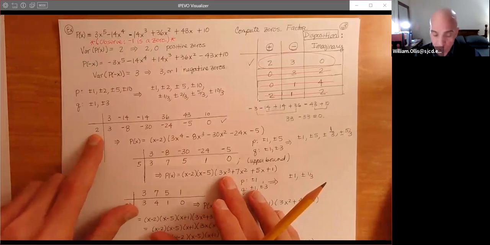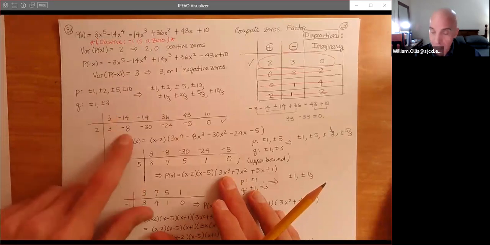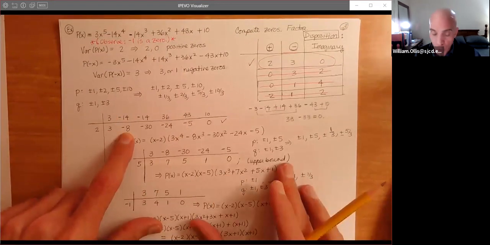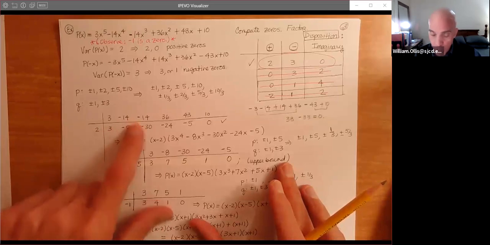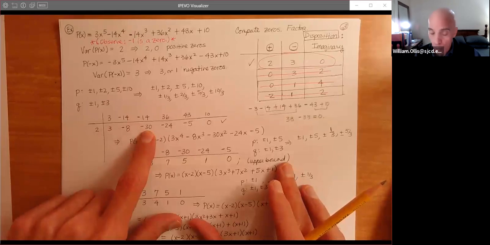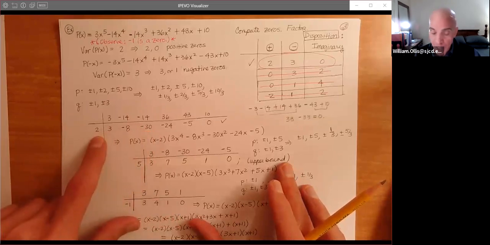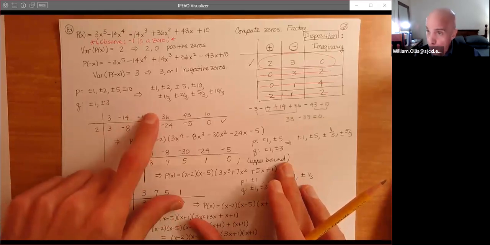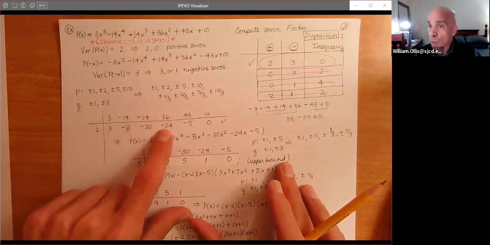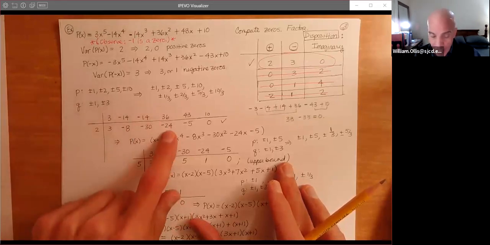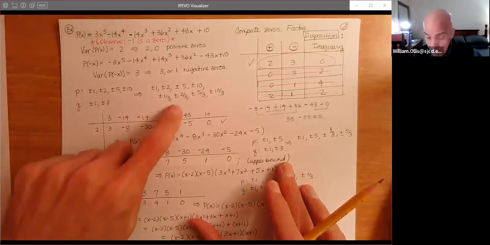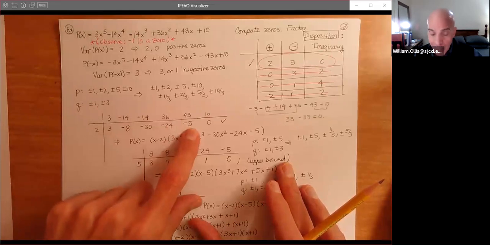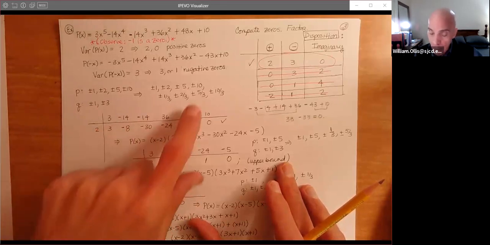Let's do the synthetic division. Bring the 3 down. 3 times 2 is 6. 6 plus negative 14, negative 8. That's the process. Do it again. Negative 8 times 2 is negative 16, plus a negative 14 is a negative 30. Okay, keep going. Negative 30 times 2 is a negative 60, plus a 36 gives us a negative 24. Keep going. Negative 24 times 2 is a negative 48, plus a 43 gives us a negative 5. And lastly, negative 5 times 2 is a negative 10, plus 10 is 0.